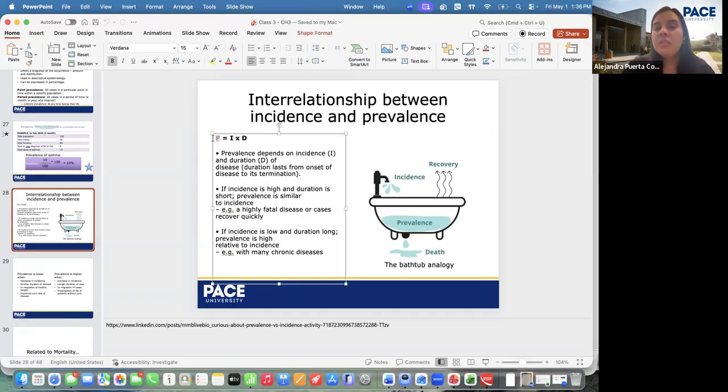Correlation. So prevalence is very associated with the incidence and the duration, right? It depends on the incidence and the duration. So if I have a high incidence, but my duration is very short, people who will be getting the disease will also be getting recovery or death at the same rate, right? So I'm not going to stack the cases up.